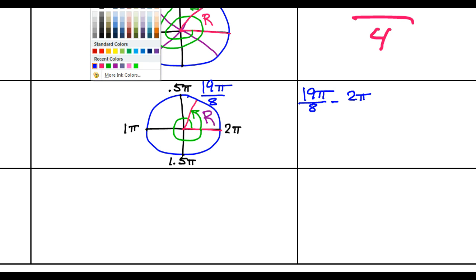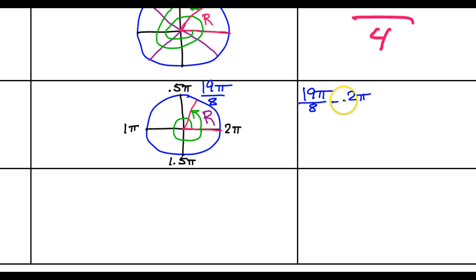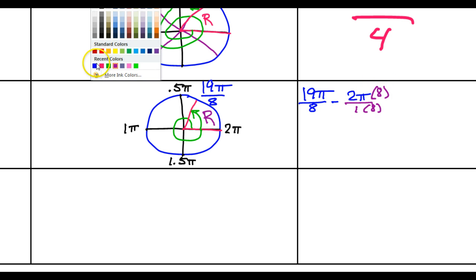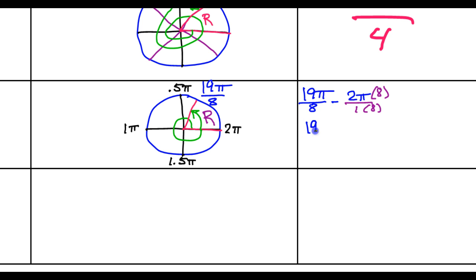Now I'm going to need like denominators, so let's multiply it by 8 in the top and the bottom. That's going to make this 19 pi over 8 minus 16 pi over 8. This is the same thing we were doing before, and so that is going to be 3 pi over 8, like we got the last time.